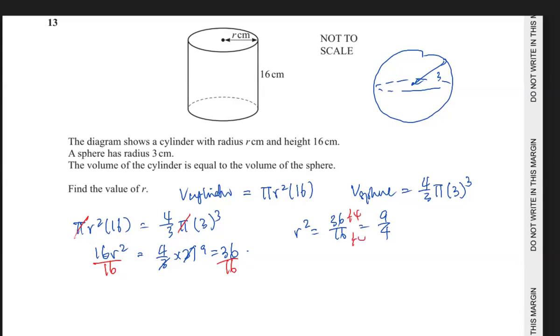Simplify first. Every time when you see squares and you want to square root, make sure you simplify first before you go and square root. Next, you square root both sides. So r is 3/2.